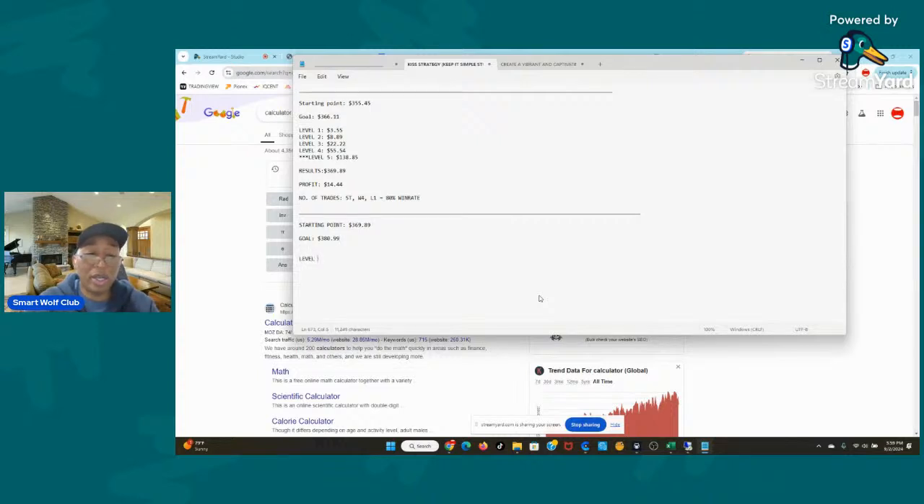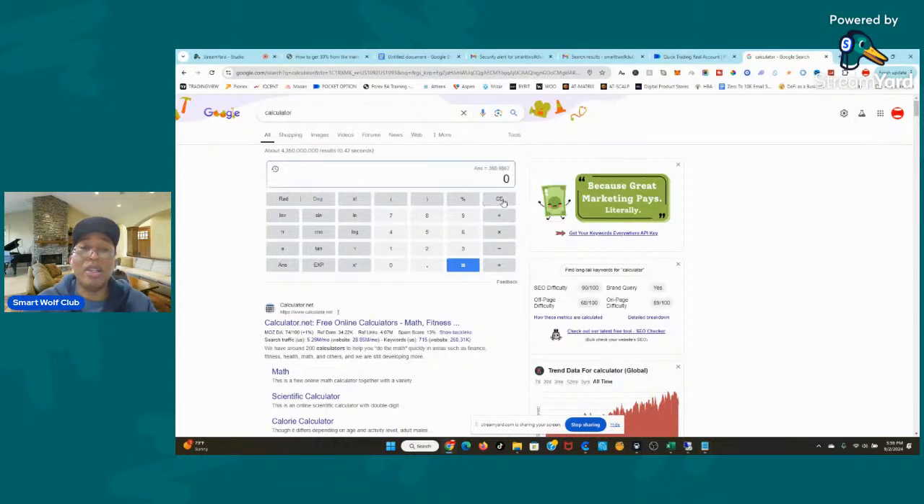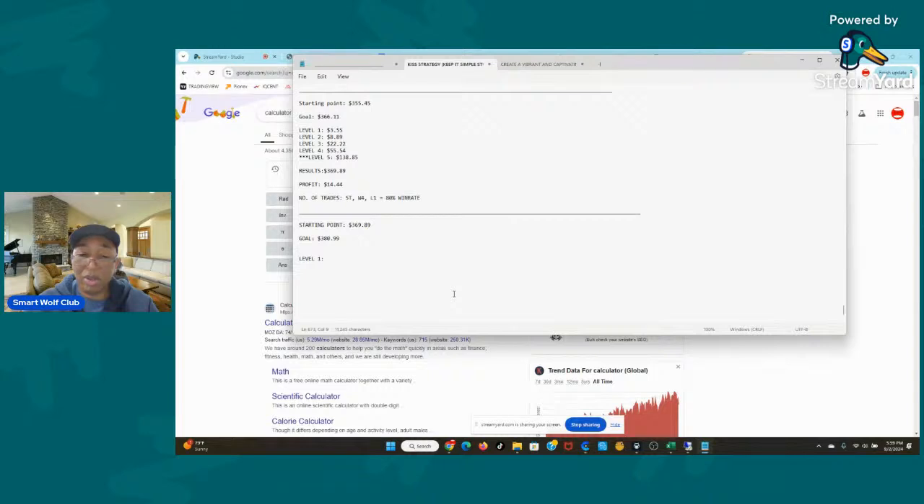So the level 1 trade is 1% of the starting point. 1% of the starting point, times 1%. You guys can see, the first trade is going to be 3.6. Actually, it's going to be 3.7 because you round off to 2 decimal places. So we're going to start with 3.70.